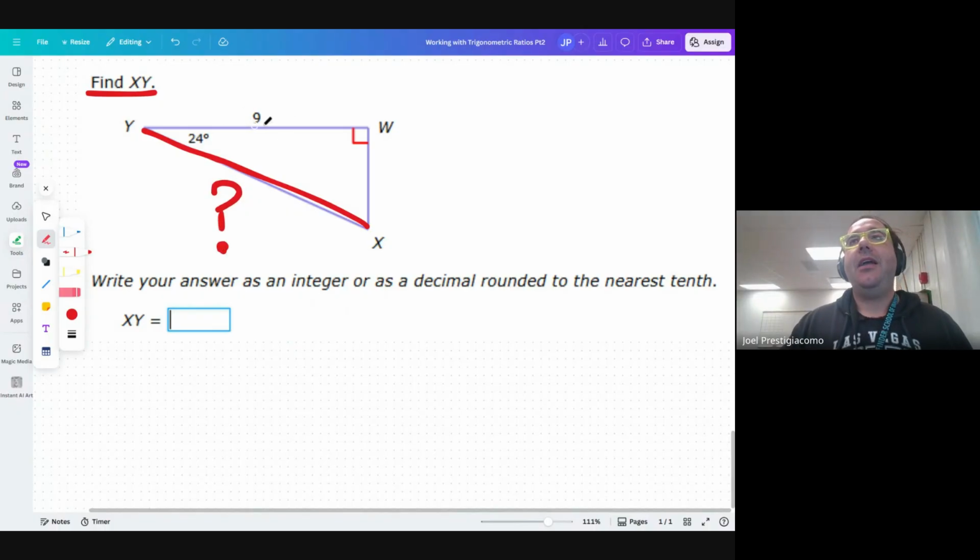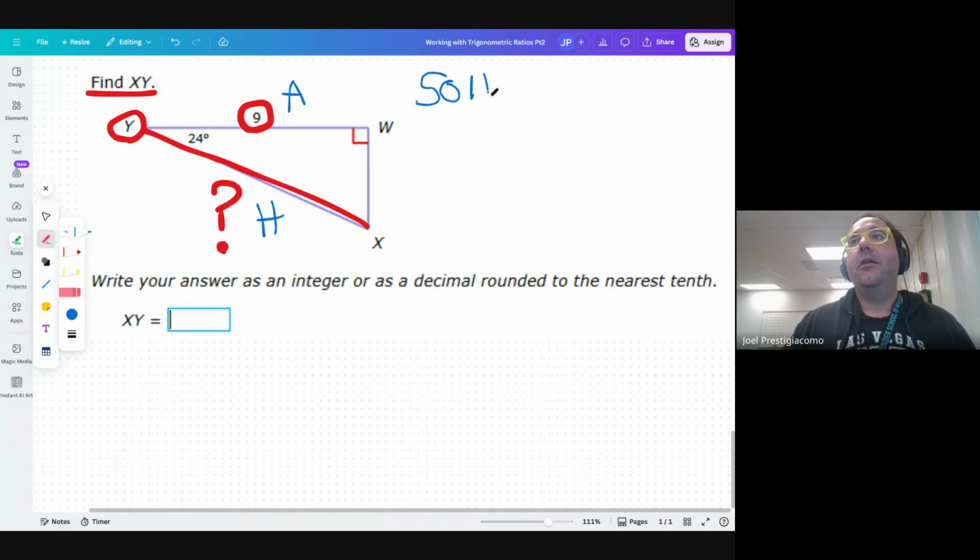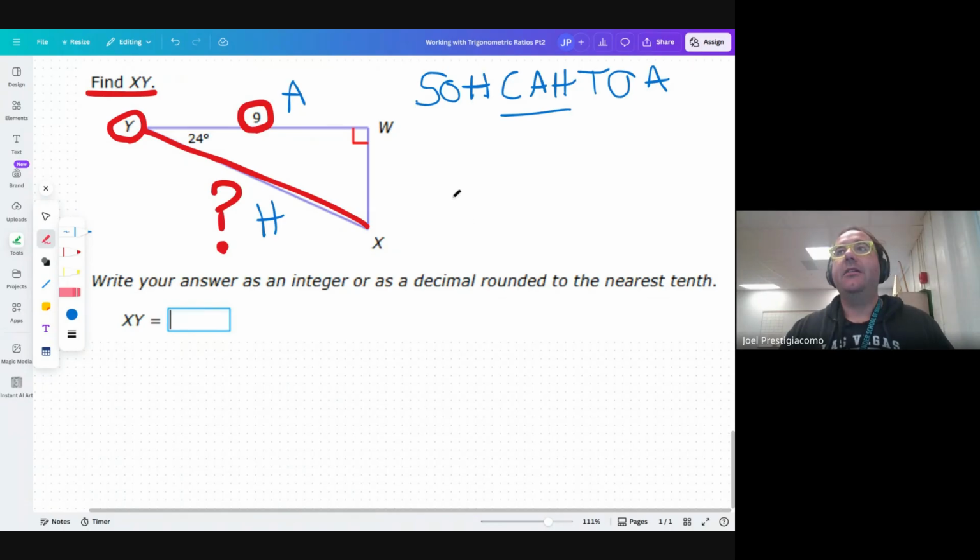We see that we've got this side here. We've got our angle Y. So this we would call the adjacent side to Y. This is the hypotenuse. Again, if we think about our SOHCAHTOA saying, which of them has A and H together? That would be cosine, right?